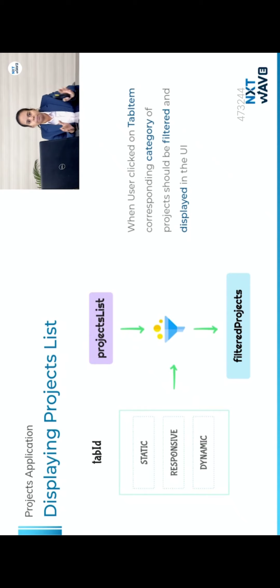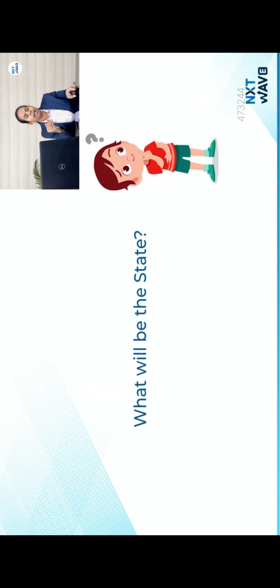Now, for this particular thing, what will be the state? That is what we have to see. As you remember, previously we started with identifying the state. That is what we want to focus on. So for this particular use case, where based on the user selection of the tab, we display the list of corresponding projects.